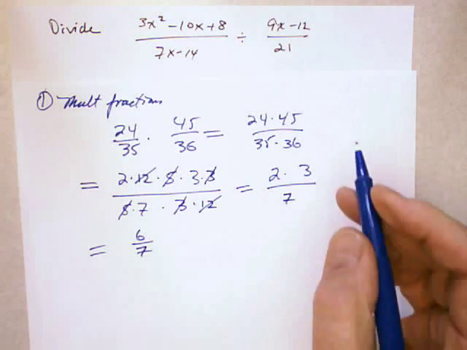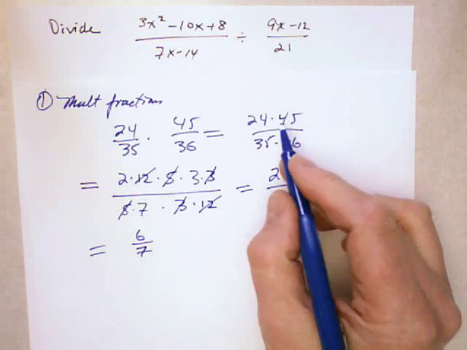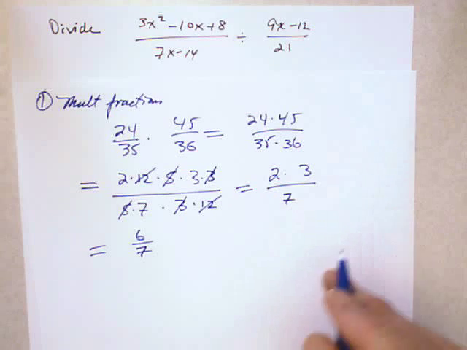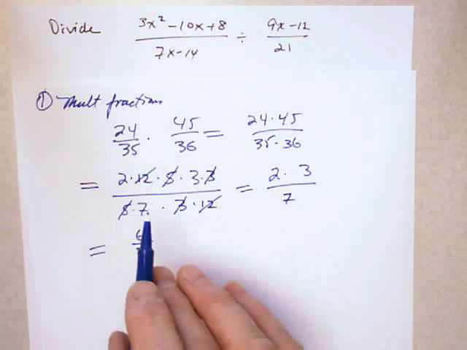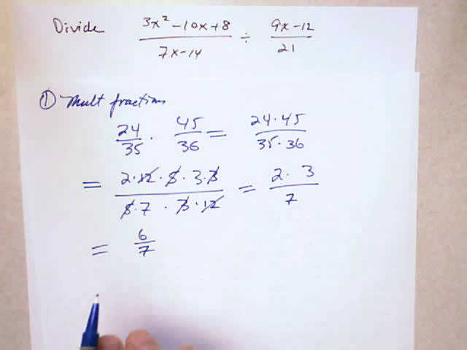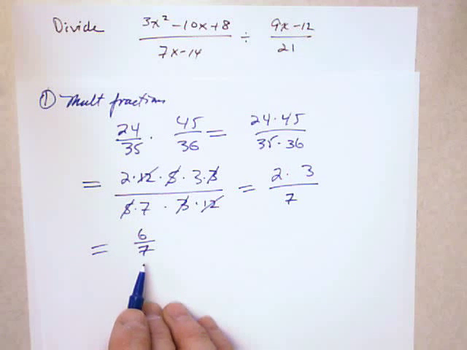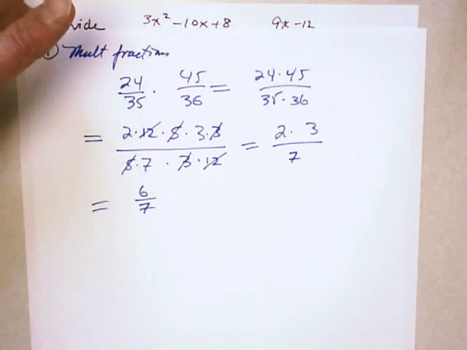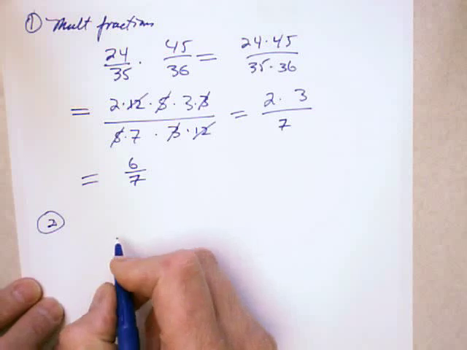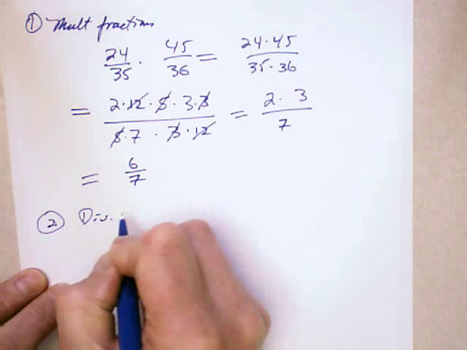Now that's much easier than what we had originally thought about, maybe multiplying two pretty big numbers together and then simplifying at the end. So remember, when we're multiplying fractions, you try to factor things out, cancel them, simplify, and then do the multiplication. All right, next thing, dividing two fractions. How do we divide two fractions?